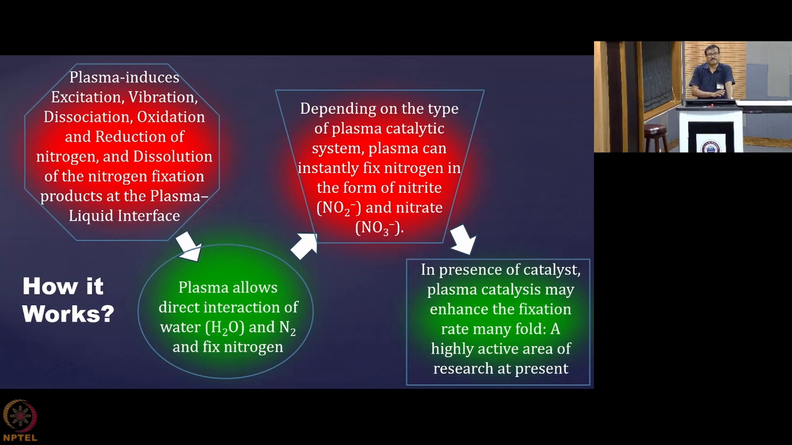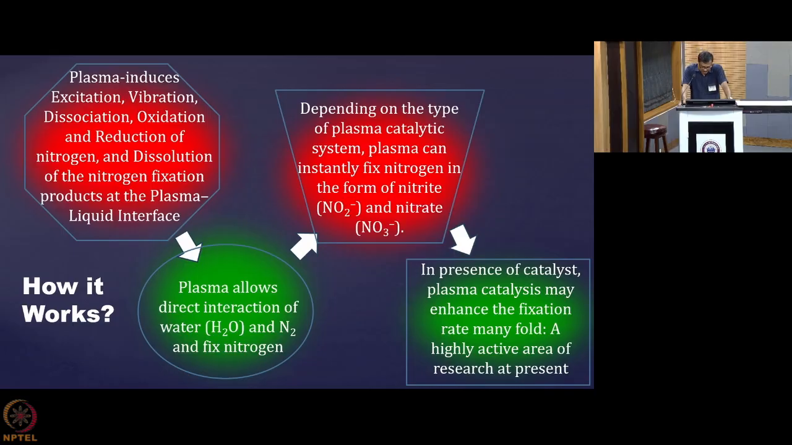So, here comes plasma nitrogen fixation. Plasma induces excitation, vibration, dissociation, oxidation and reduction of nitrogen, and dissociation of nitrogen fixation products at the plasma-liquid interface. Plasma allows direct interaction of water and nitrogen and fixed nitrogen. Depending on the type of plasma catalytic system, plasma can instantly fix nitrogen in the form of nitrite and nitrate. And in the presence of a catalyst, plasma catalysis may enhance the fixation rate manifold, a highly active area of research at present.